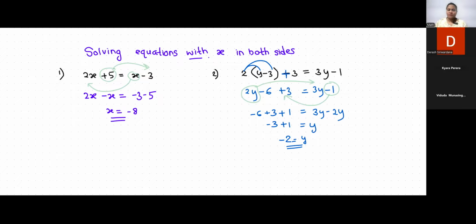First of all, remove the bracket. If there are brackets, remove the bracket. Collect all the x terms into one side. Then simplify it. Okay, then come to the tute.